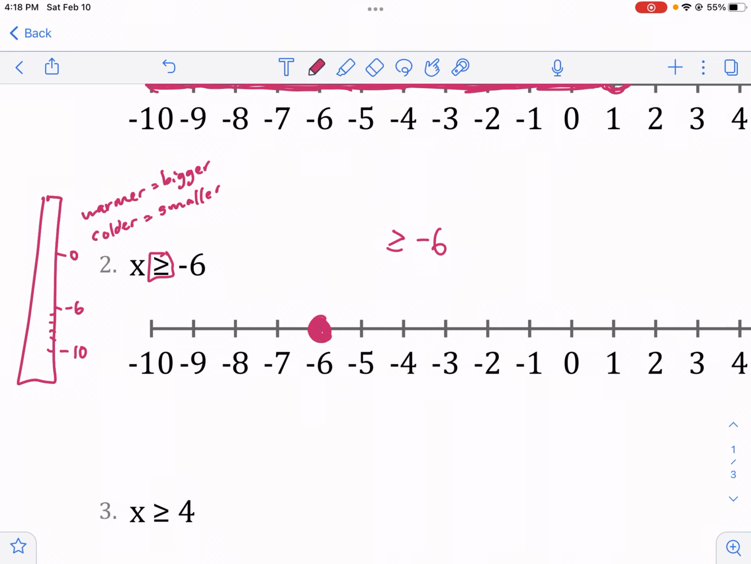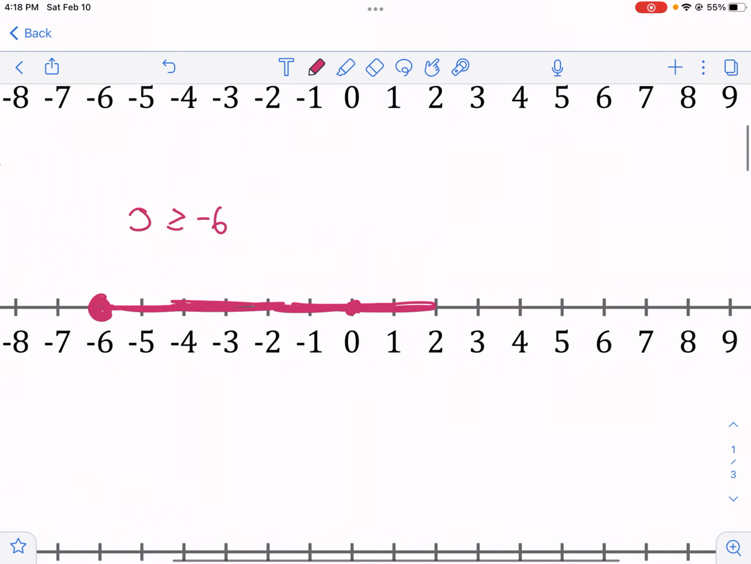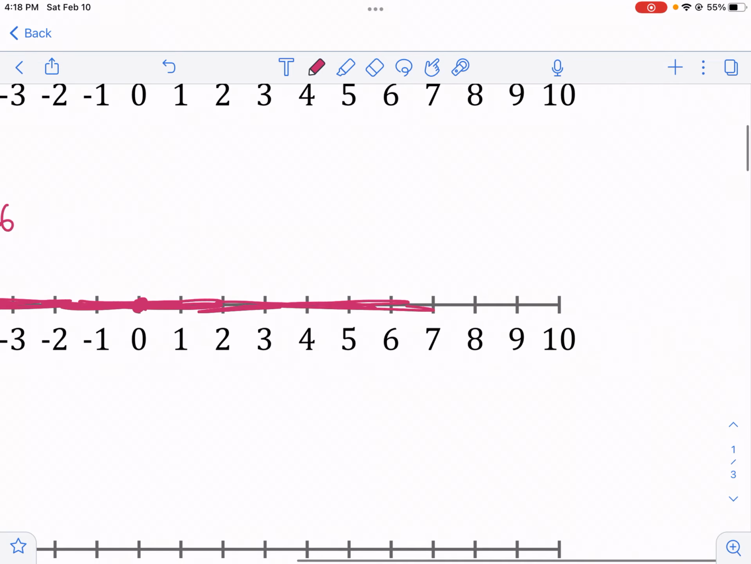So -10 is not part of our solution set, so I'm not going to be graphing to the left. Let me finish this out first. I could put in 0. 0 is bigger than -6. 0 is greater than or equal to -6, so I know I'm going to go this way towards the 0. I know all these other values starting at -6 are going to be bigger, so I can go all the way this way.